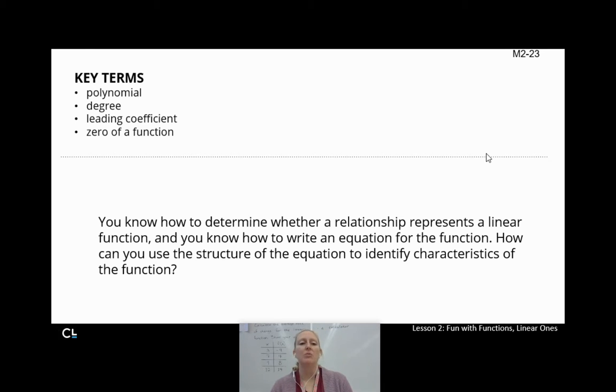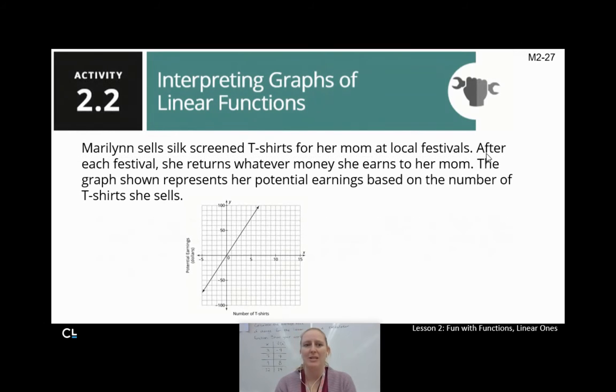So you know how to determine whether a relationship represents a linear function, right? We've been doing pretty well with these. You know how to write an equation for the function if you have a slope and a y-intercept. Or we know we can write it as an arithmetic explicit formula and turn it into a function. That works too. So how can you use the structure of that equation to identify the characteristics of your function? So this is great. It's a y-intercept, it's a slope. Great. What does it mean, though, in terms of our situation? And how can we use that?